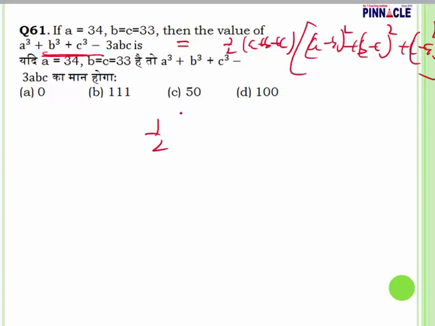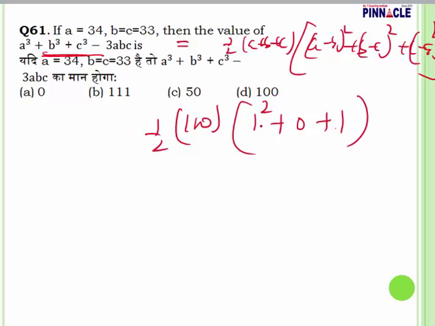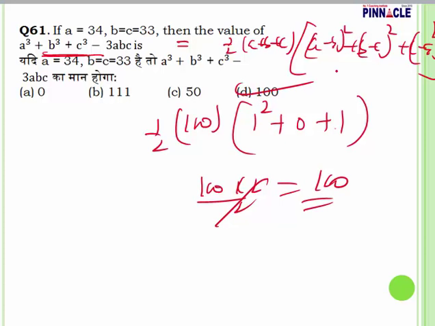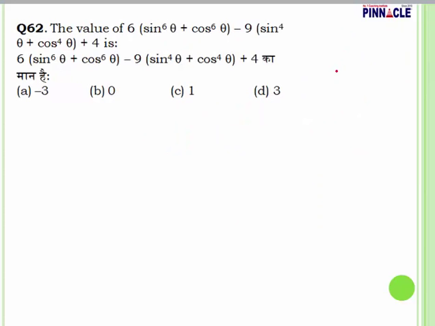Now 1 by 2 (a plus b plus c) should be equal to 33 plus 33, 66 plus 34, that is 100, into (a minus b) that is 1 square, (b minus c) that is 0, (c minus a), minus 1 into minus 1, 1. So 1 plus 1, 2, 100 into 2 by 2, answer is 100. D should be the option. Next question, question number 62.